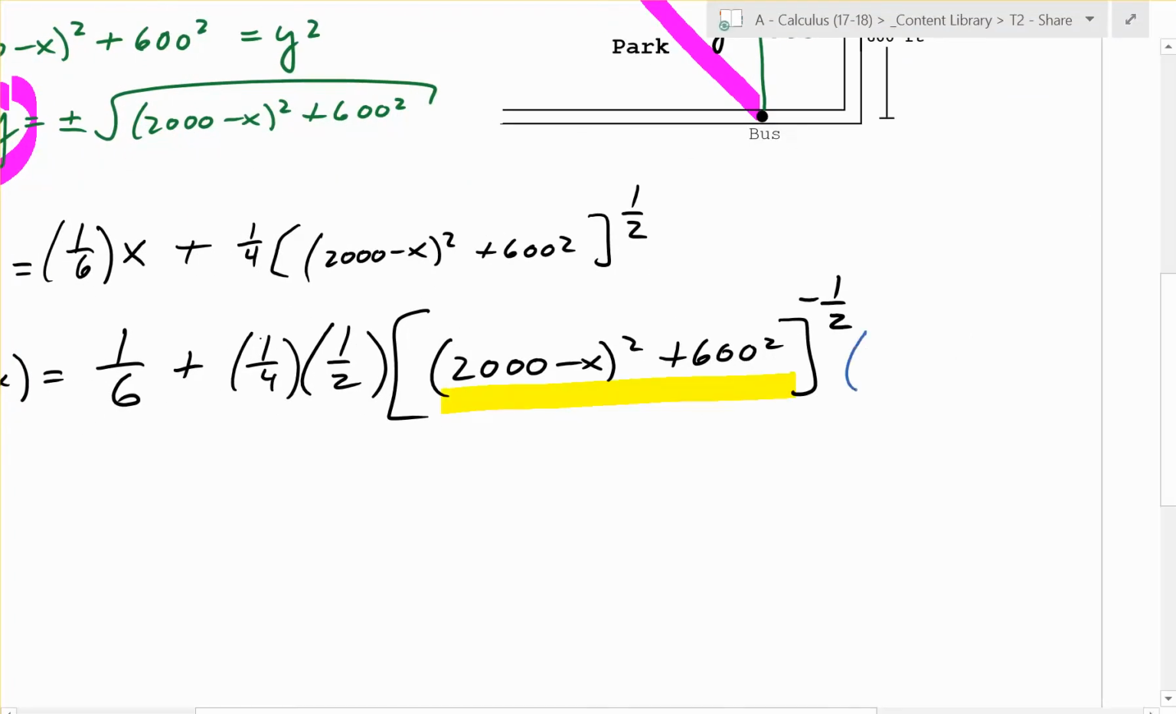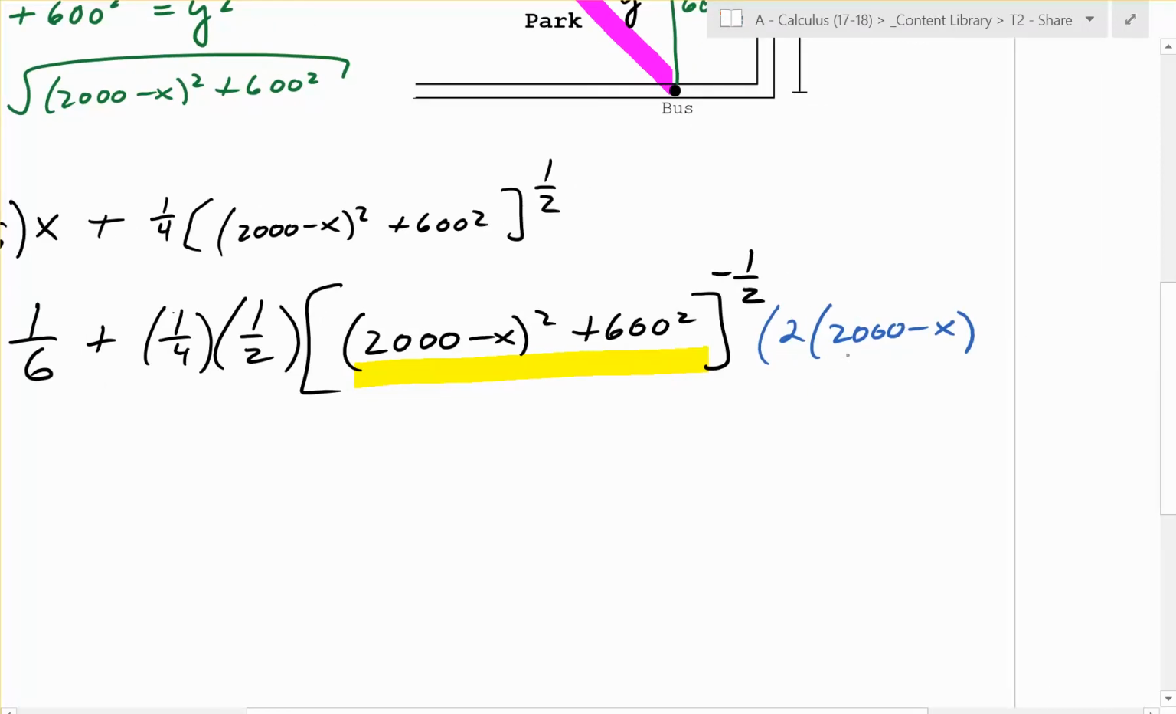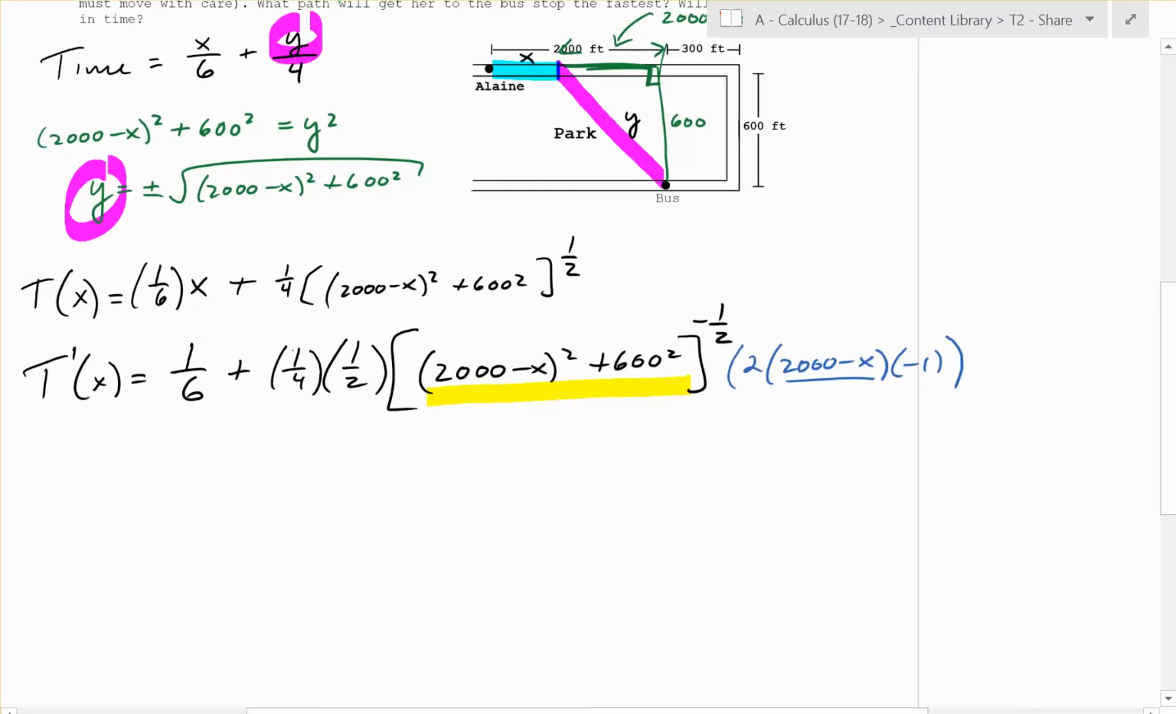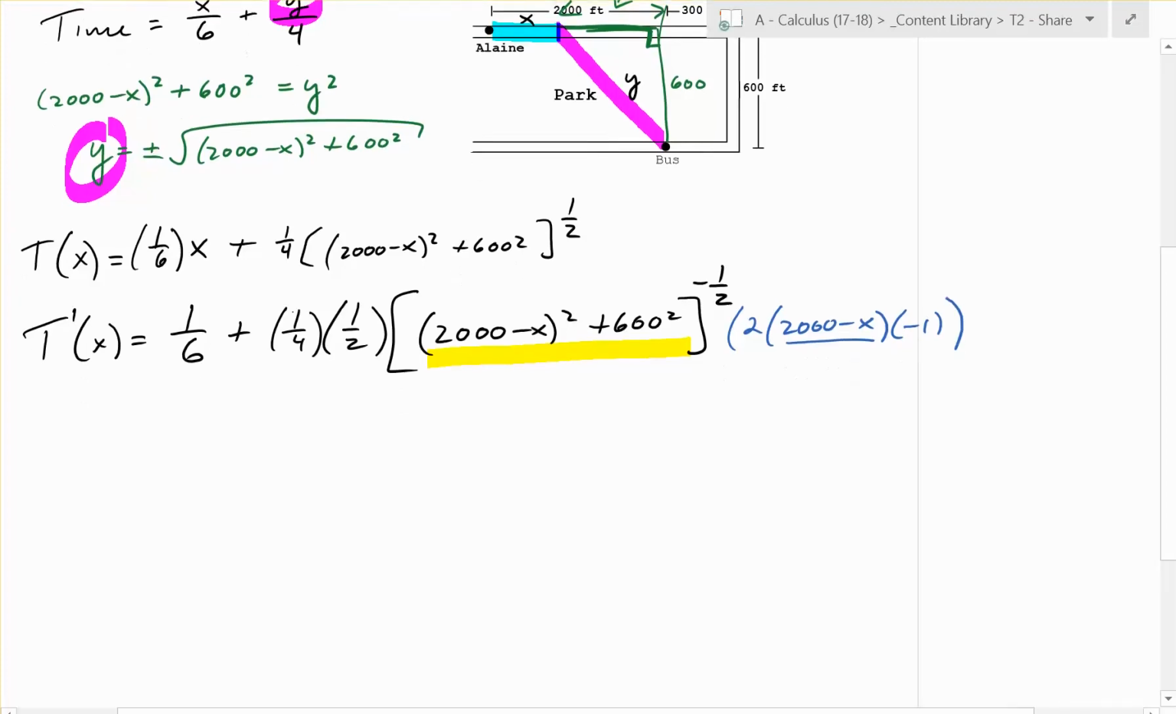Because of the chain rule, it tells us it's going to be 2 times 2,000 minus x, all on the outside, times, we have to do the chain rule because it's the derivative of the inside there. So the chain rule happens twice right there. So we now have the derivative, and as we've done many, many times before, we need to use algebra to solve this or use our calculator.